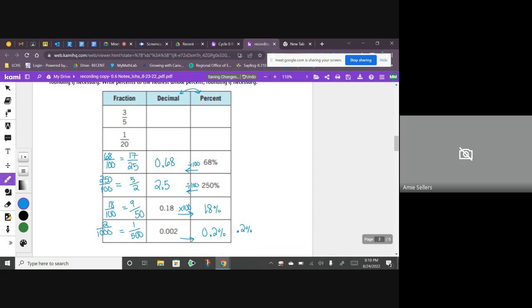Okay, the last one, we want to change from a fraction to a decimal. Easiest way is to just divide. So if you take 3 divided by 5, you get 0.6. 1 divided by 20 is 0.05. To change from a decimal to a percent, you just multiply by 100. So this would be 60%, and this one would be 5%.